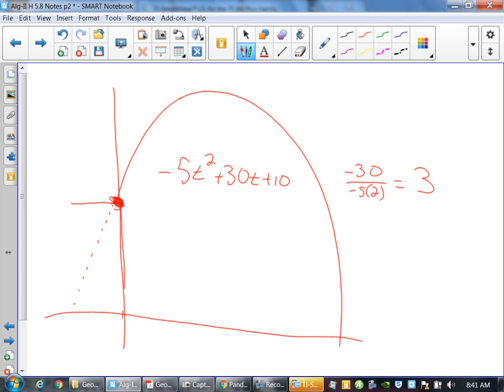When time is at 3, you substitute in for 3, you get negative 5 times 9 plus 30 times 3 plus 10. Is that negative 45, 90, so it's 45 plus 10 is 55. Maximum height is at 55 meters.